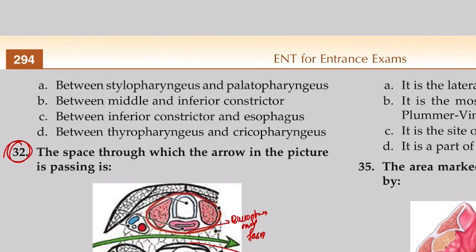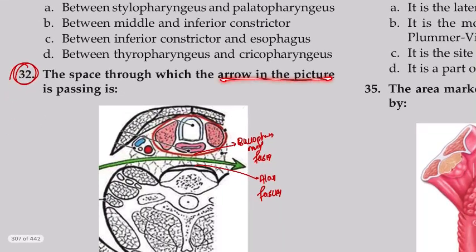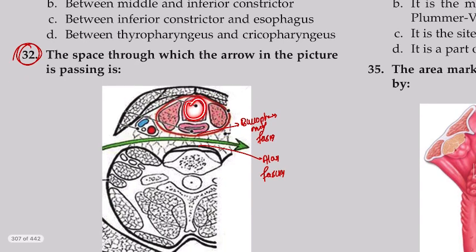Okay, that is the right answer. The space through which the arrow is passing in the figure. Here we can see this is the vertebra. This red layer is the buccopharyngeal fascia, and this is the alar fascia.